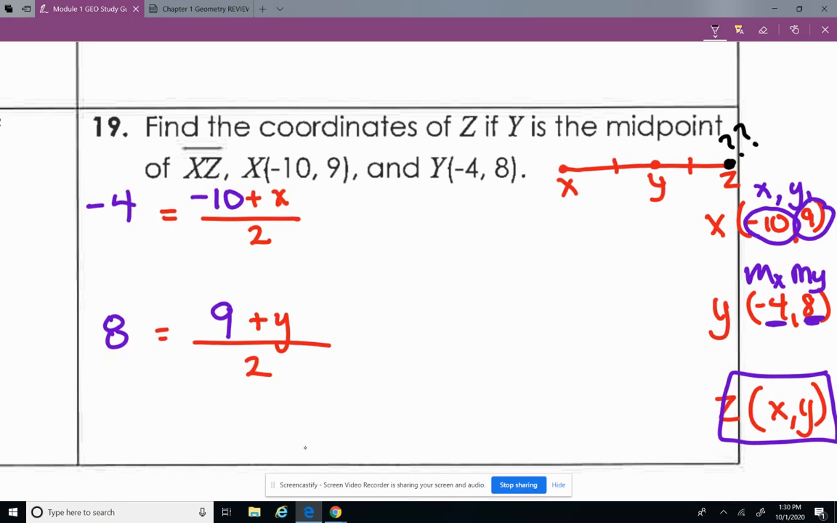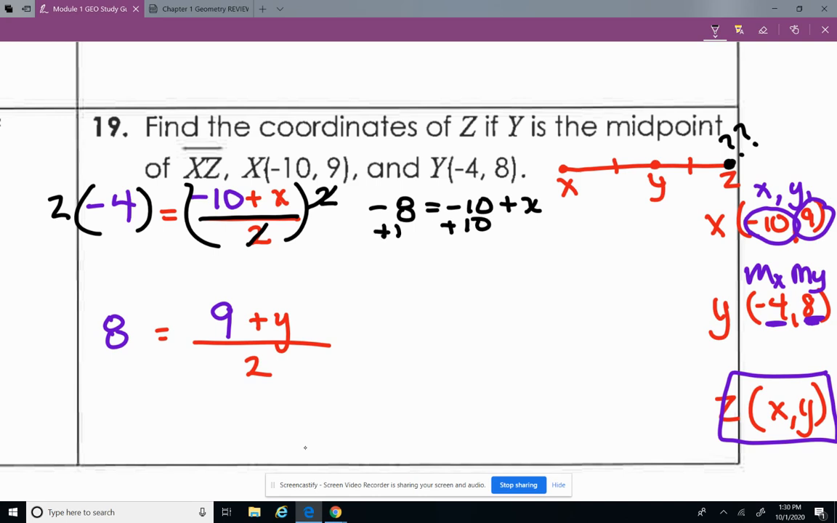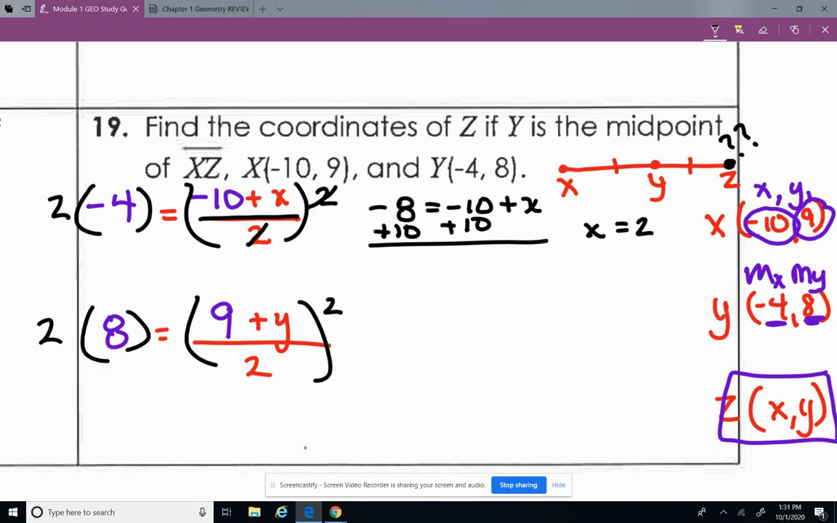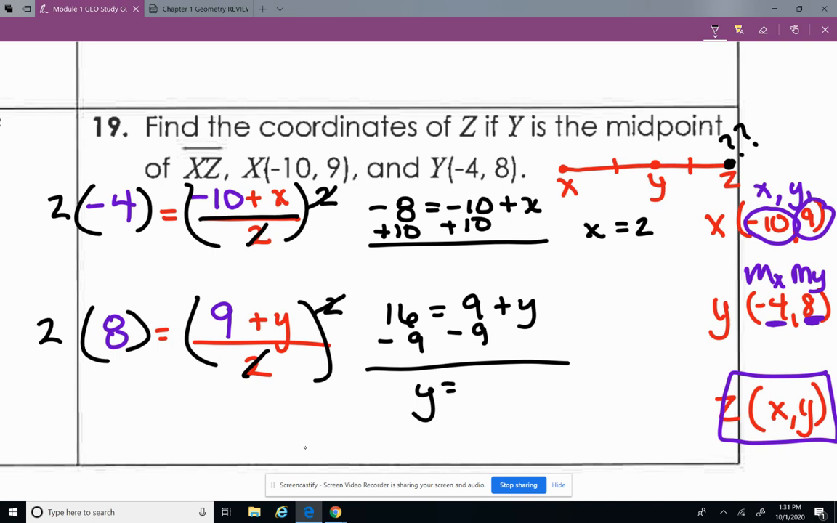All right. So the opposite of divide by 2 is multiply both sides by 2. These two cancel. I get negative 8 equals negative 10 plus x. I'm going to add 10 to both sides. I get that x is 2. All right. Now for my y coordinate, I'm going to multiply both sides by 2. These two cancel. 2 times 8 is 16 equals 9 plus y. I'm going to subtract 9 from both sides. I'm going to switch the y. It's going to be 7.